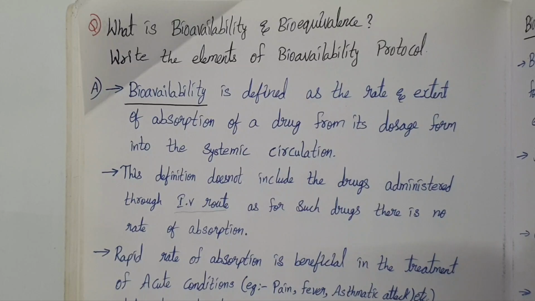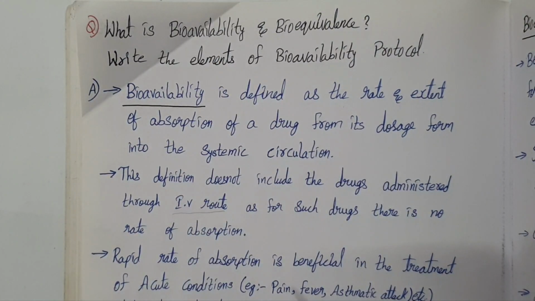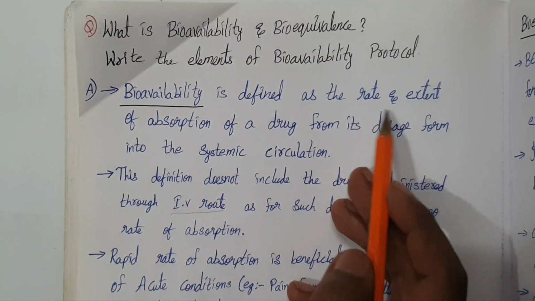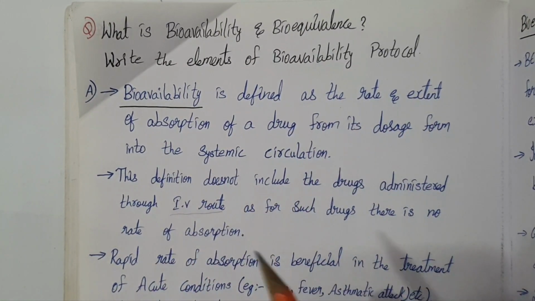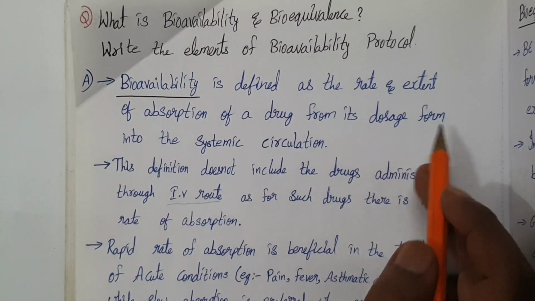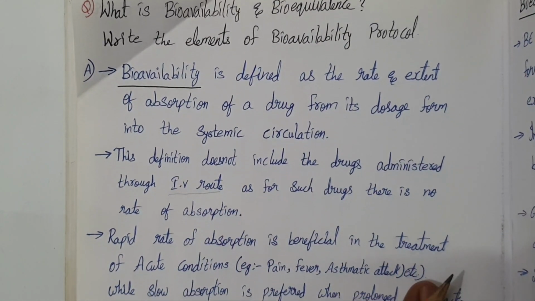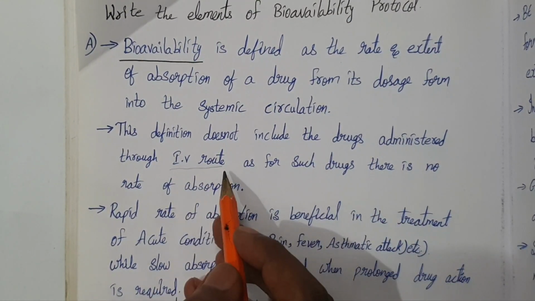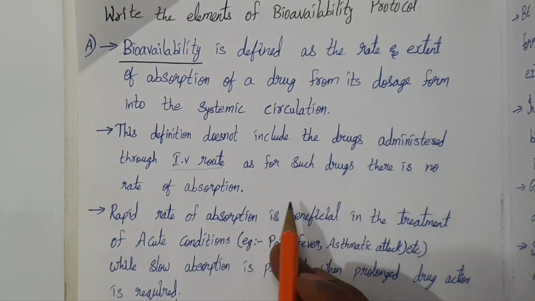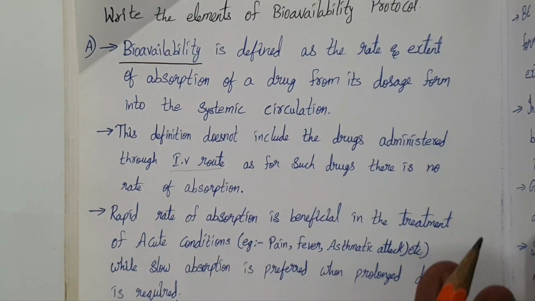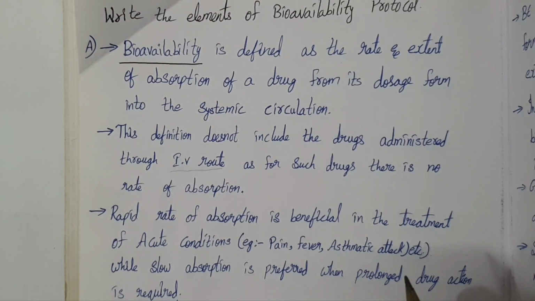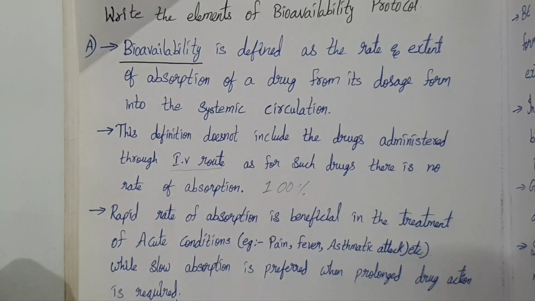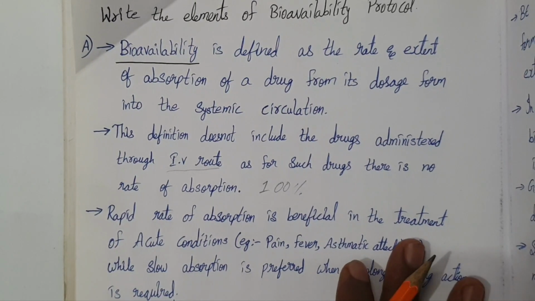So our today's topic is bioavailability. Bioavailability is defined as the rate and extent to which a drug is absorbed from its dosage form and reaches systemic circulation. This definition does not include IV route drugs because they are directly injected into the circulation. So their bioavailability is considered 100%. So they are not included in this.